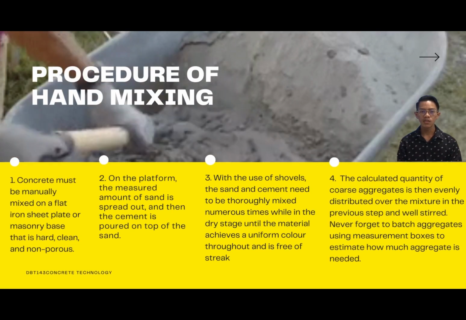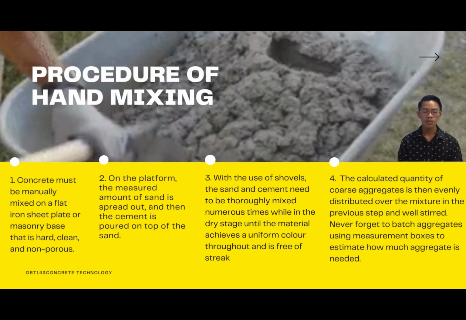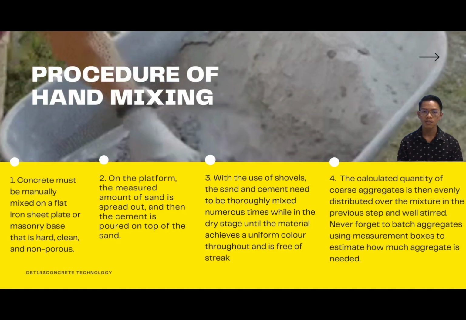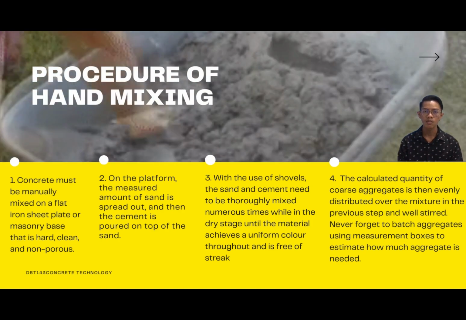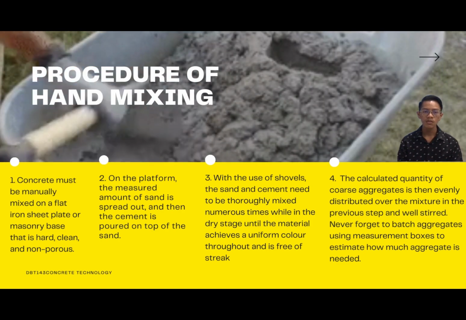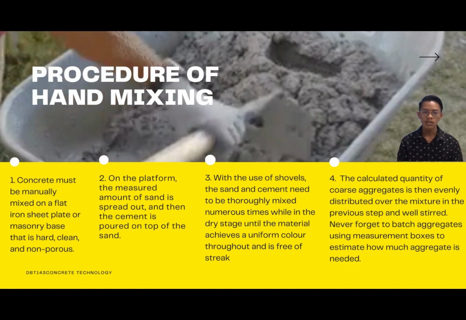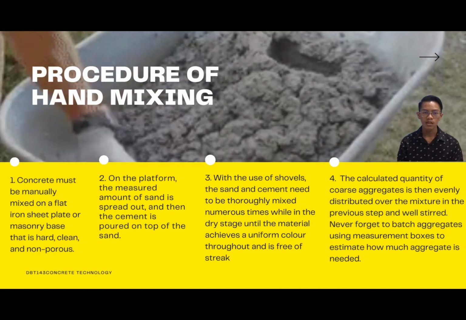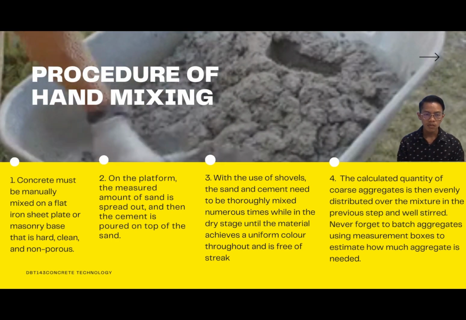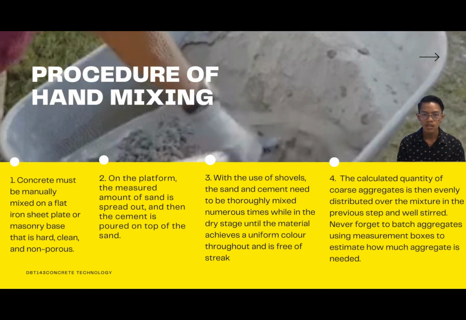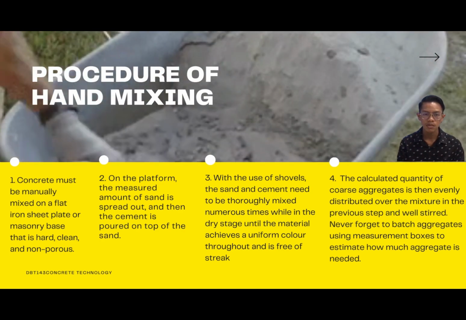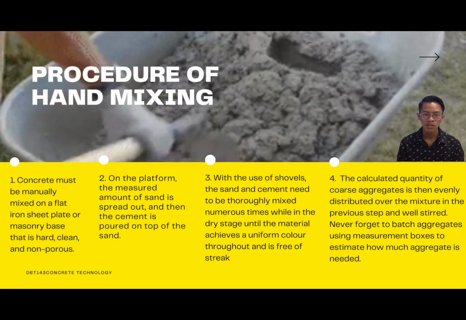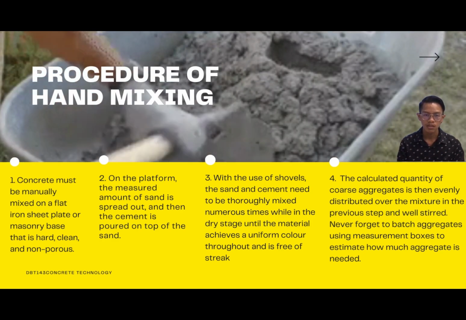These are the procedures for hand mixing of concrete. Number 1. Concrete must be manually mixed on a flat iron sheet, plate or masonry base that is hard, clean and non-porous. Number 2. On the platform, the measured amount of sand is spread out, and then the cement is poured on top of the sand. Number 3. With the use of shovels, the sand and cement need to be thoroughly mixed numerous times while in the dry stage until the material achieves a uniform color throughout and is free of streaks.